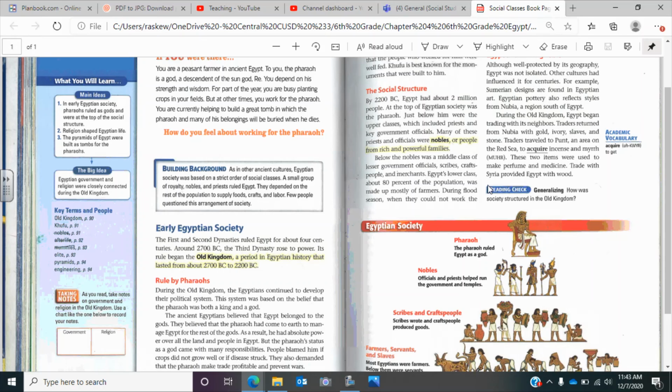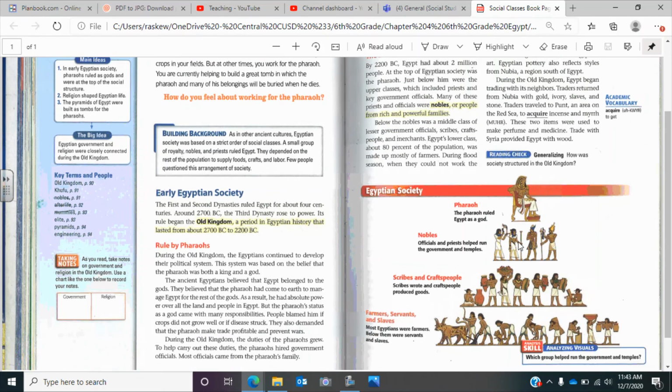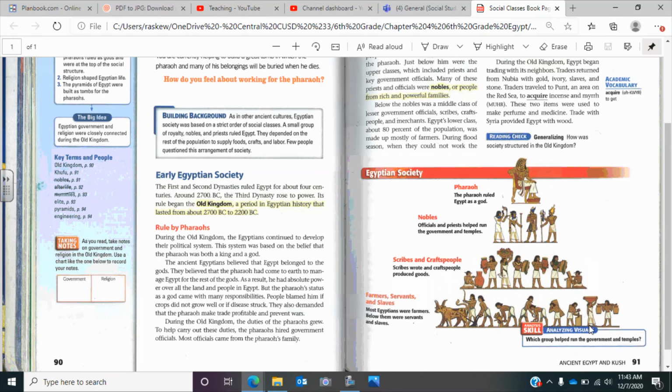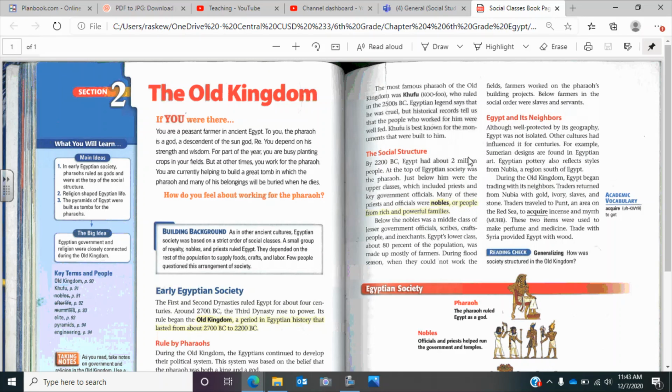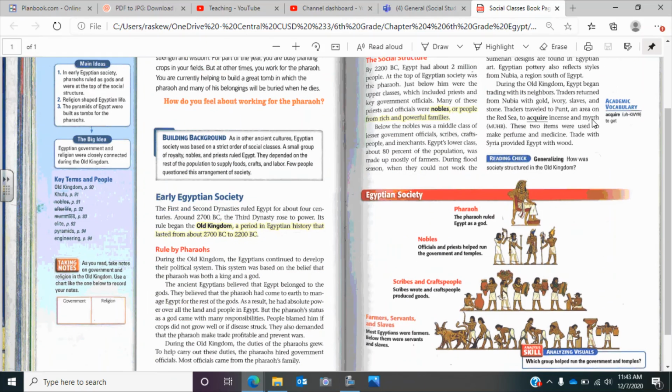Egypt's lower class was about 80% of the population. So this top here was only about 20% of the people living in Egypt. But this lower class was 80% of the people who lived in Egypt. It was made up mostly of farmers. During flood season, when they could not work the fields, farmers worked on the pharaoh's building projects. Below farmers in the social order were slaves and servants.